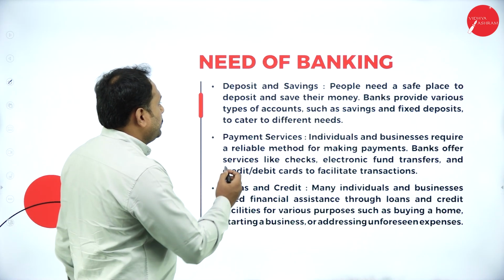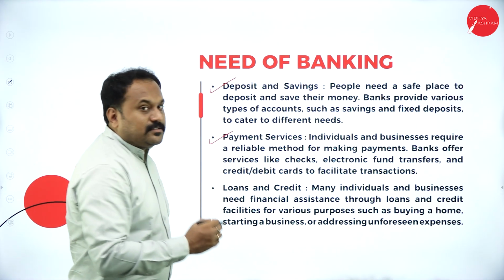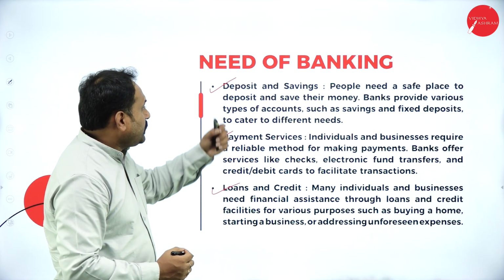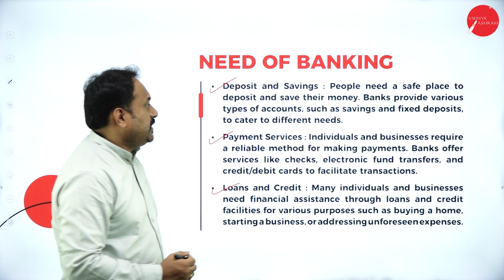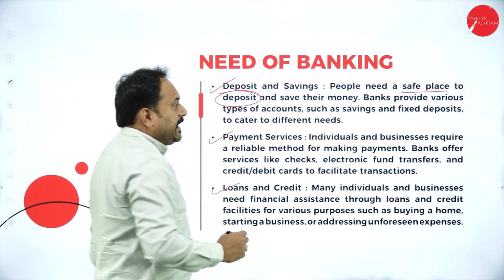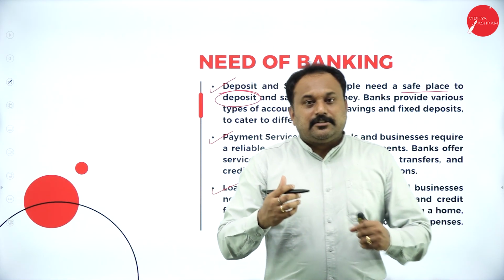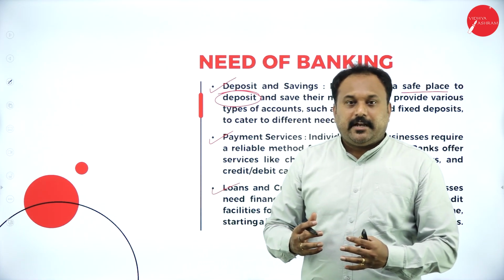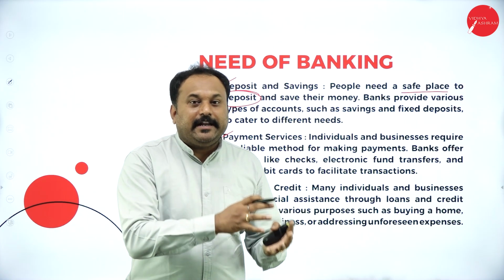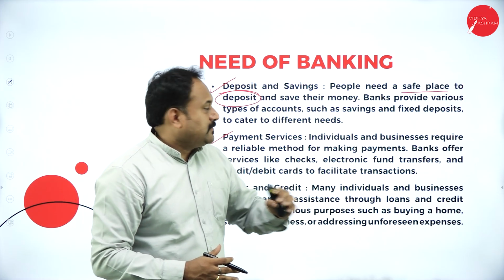So the first one is deposit and savings. Second is payment services. Third is loan and credit. See here, deposit and saving: people need to have a safe place. Why? To deposit and save their money. They can't save it in their house, because there is not much security, right? If you keep it at home, you will have the fear that anybody can come and rob me. But if you keep it in the bank, there is somebody who is going to guard it.